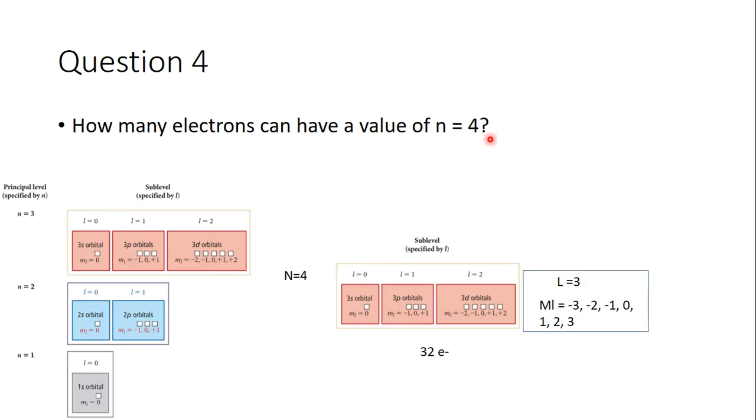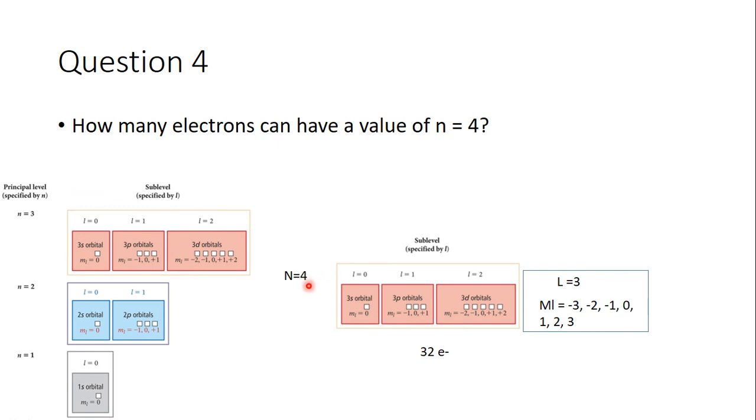Alright, so how many total electrons can have a value of n equals 4? We're going to break down our rules a little bit further here. For every m sub L number you have, you can make a little box, and in this little box you can put 2 electrons. So for every m sub L level you can have 2 electrons. If we look at the n equals 1 level, the only L value you can have is L equals 0. Therefore, the only m sub L value you can have is also 0. And since you only have one m sub L value, you can only have 2 electrons.